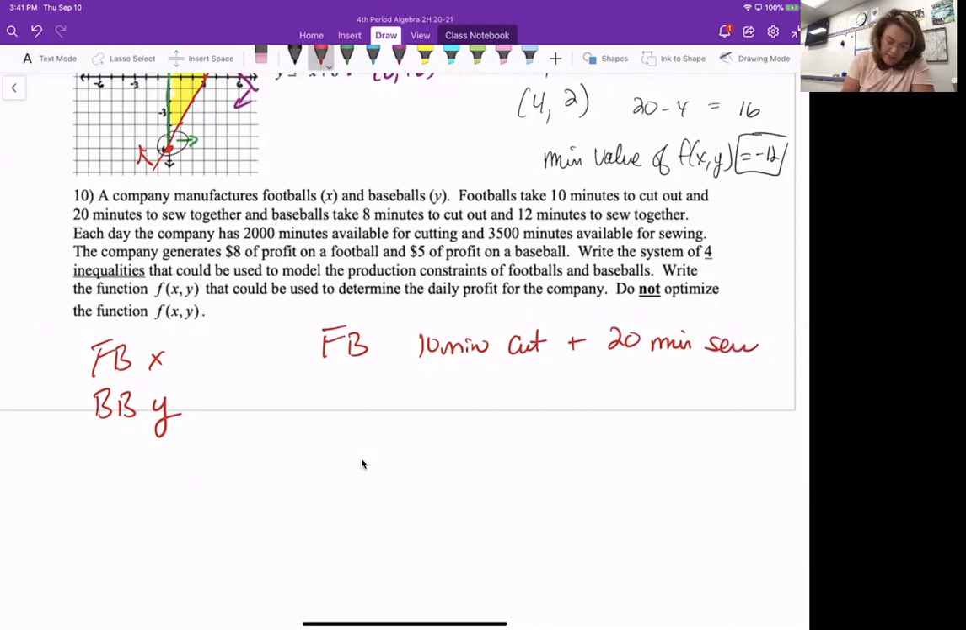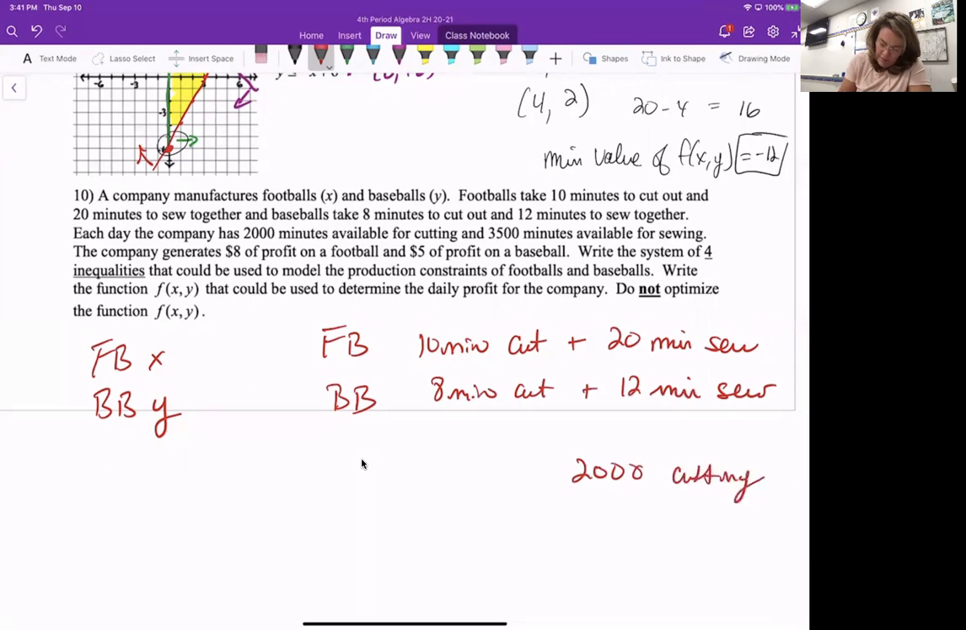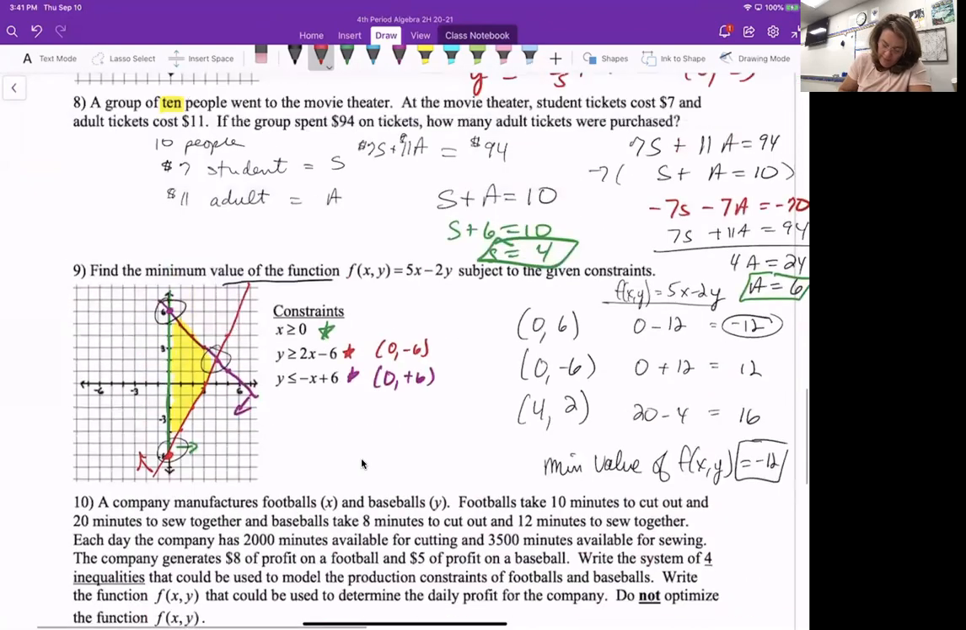And baseballs, what do they take? They take 8 minutes to cut and 12 minutes to sew. And each day the company has 2,000 minutes total available for cutting. This is the maximum for cutting, in minutes. And they have 3,500 minutes available per day for sewing.